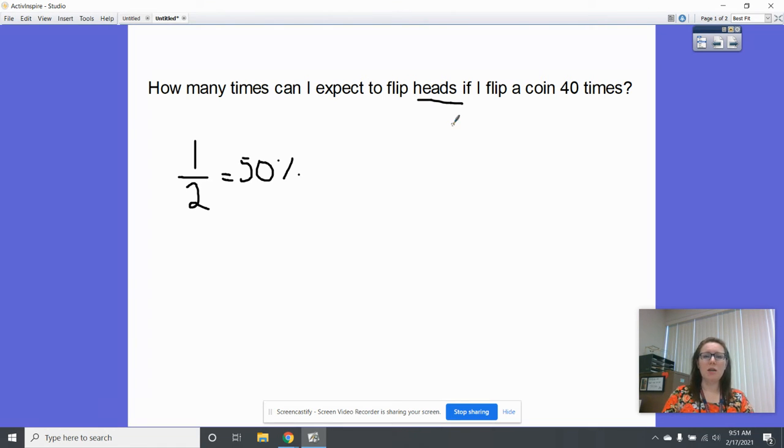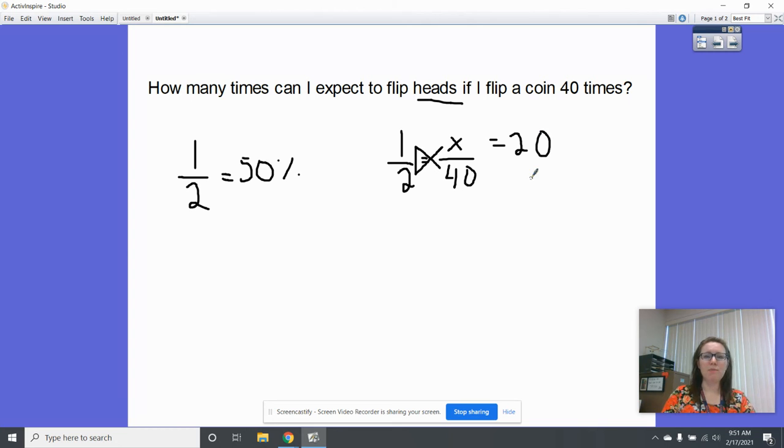That means half the time, or 50% of the time, I expect that I'm going to flip heads. So there are two different ways that we could solve for how many times we think we're going to flip heads in this particular case. One strategy is we could set up a proportion, 1 over 2 equals 40 with what above it, and solve: 40 times 1 divided by 2 equals 20.